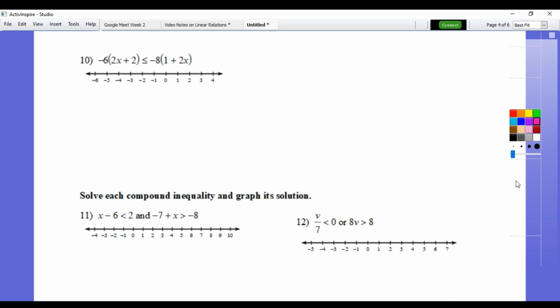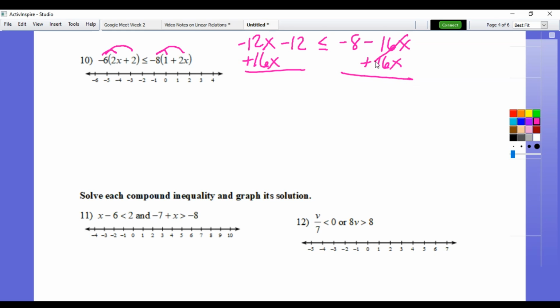Next, number 10. Let's distribute again. Distribute. That would be negative 12x minus 12 less than or equal to negative 8, and you have to distribute the negative 8 here, minus 16x. I'm going to combine the like terms. I'm going to add 16x here, add 16x here, cross it out. This will be 4x minus 12 less than or equal to negative 8.